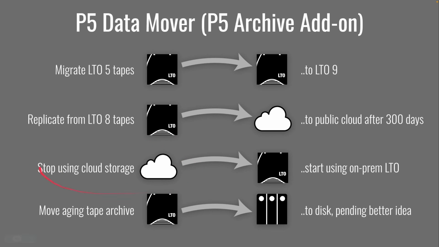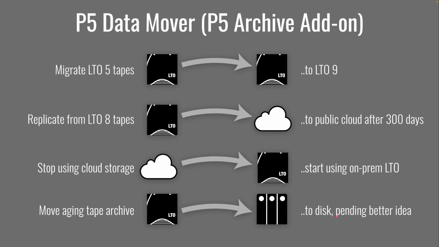We have come across customers that want to get out of cloud. Maybe costs were not what they were expecting. So you could do that. You could pull data back to on-prem LTO. You might have a very old collection of tapes. Archiware supports tape formats going way back to AIT and DLT. So you could migrate data that we've written to those tapes somewhere else, maybe even to disk, pending deciding what to do with the data next.